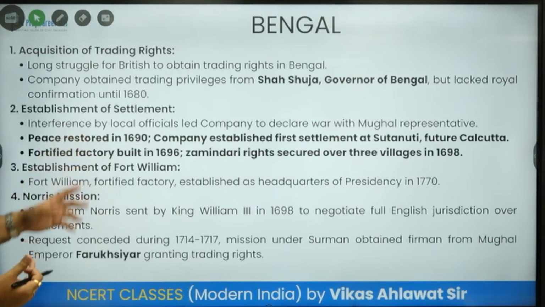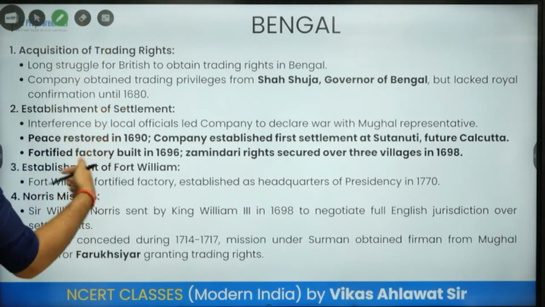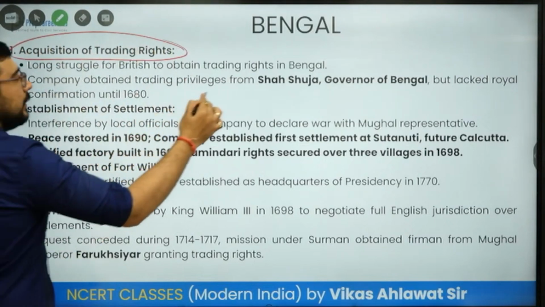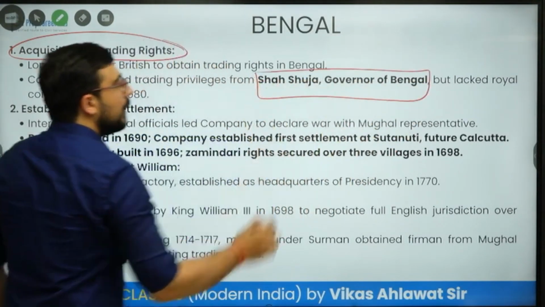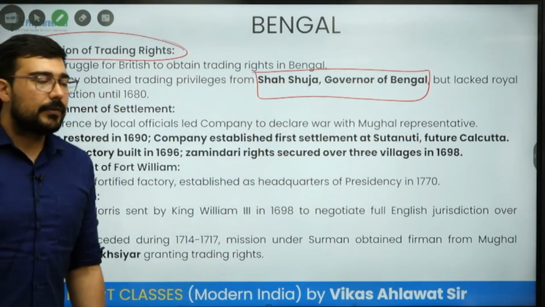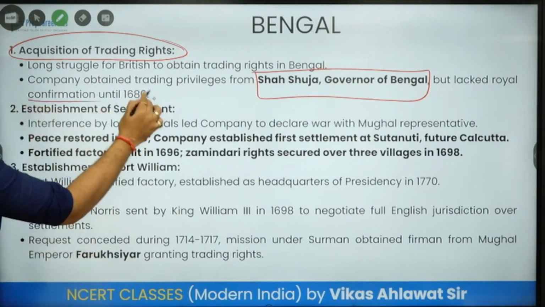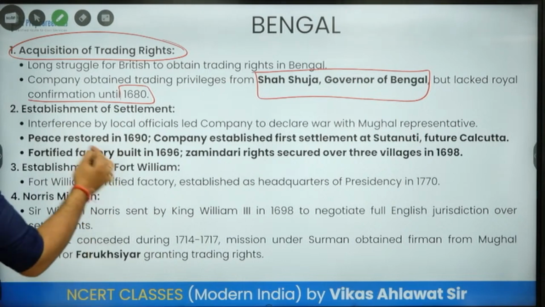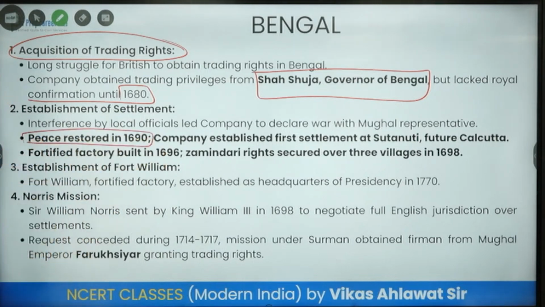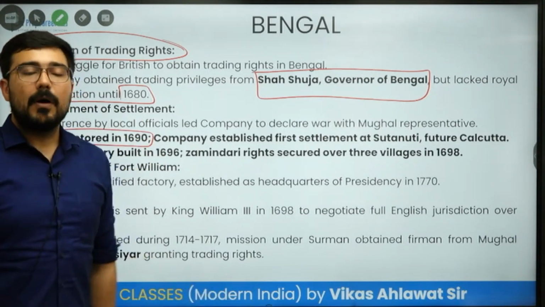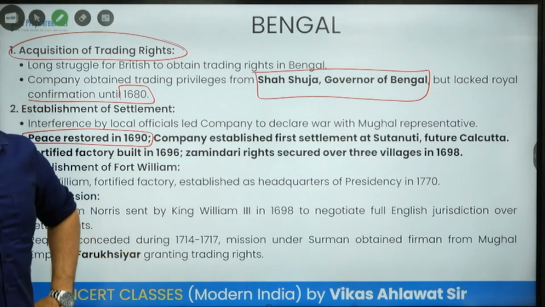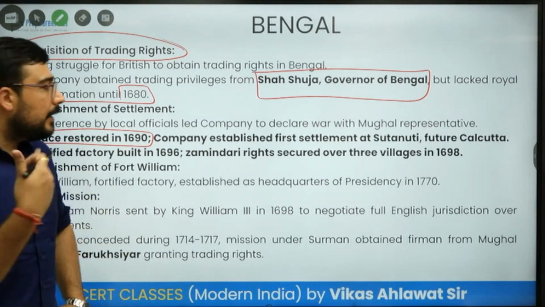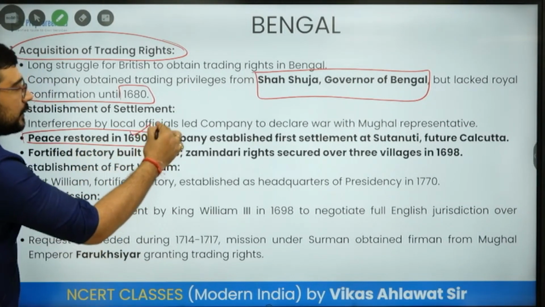Then, if we see Bengal, this was the most important area for them. They started acquiring trading rights here. Initially, privileges were given by Shah Shuja. He was the governor of Bengal, but they lacked any kind of royal confirmation till 1680. Okay. In between, they fought against Aurangzeb. Aurangzeb was very powerful, and eventually the British were defeated. And finally, they gave a compensation of 1.5 lakh rupees, and their various privileges were restored.